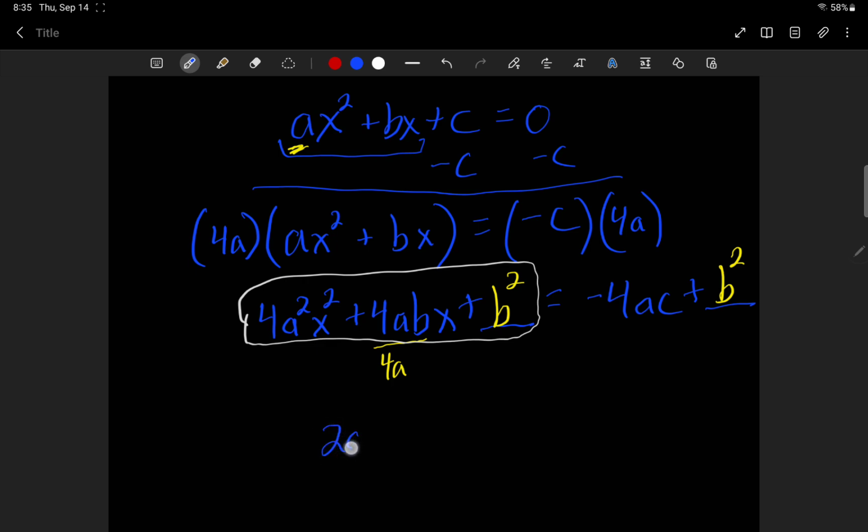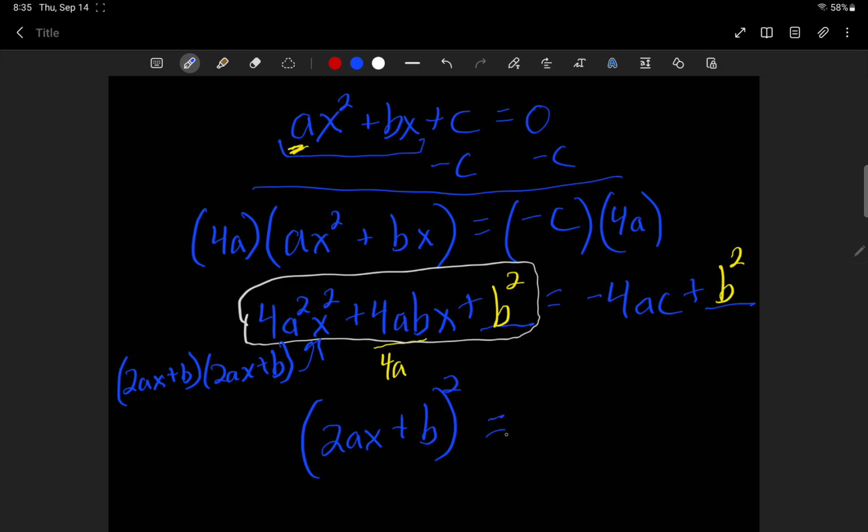So 2ax plus b. And then I square that. And if I wanted to check this, I could multiply this thing through. I could basically say, well, that's really 2ax plus b times 2ax plus b. And if I did that, I would end up with that. So we're just writing it more concisely.